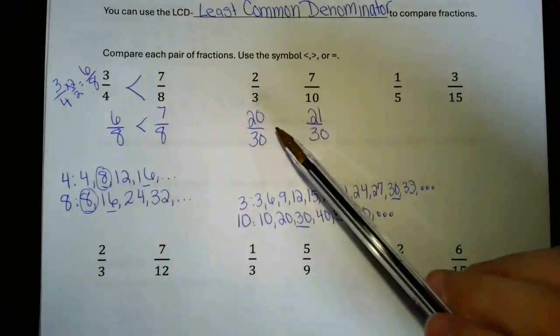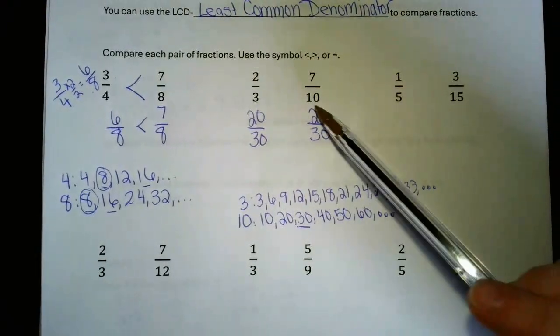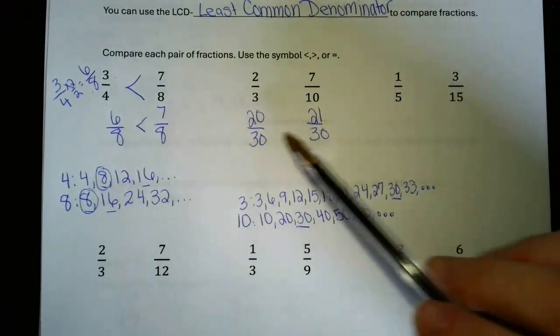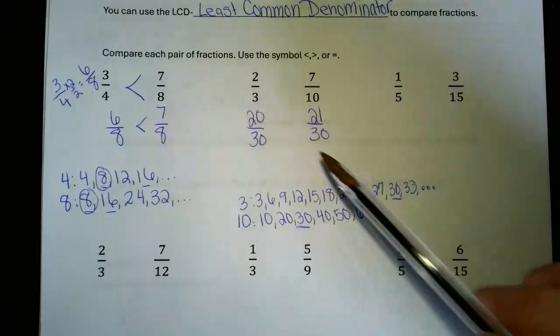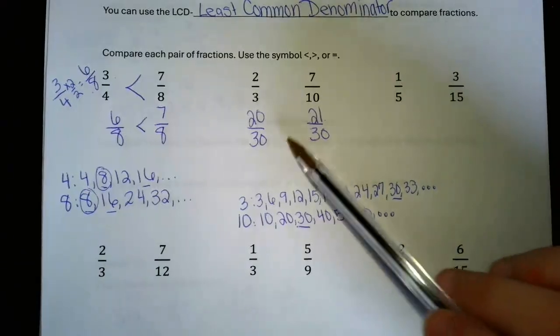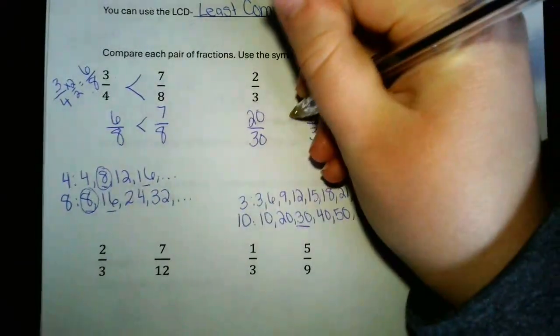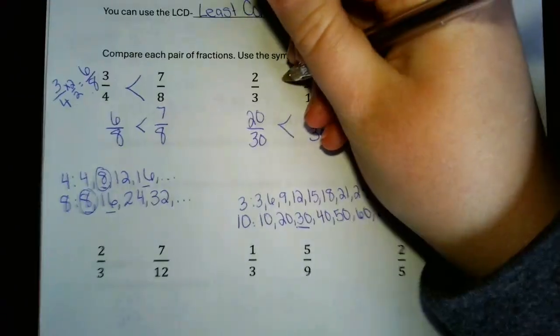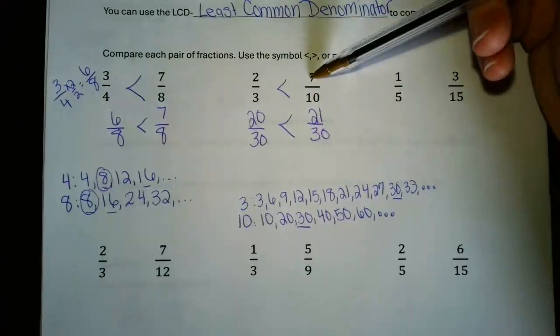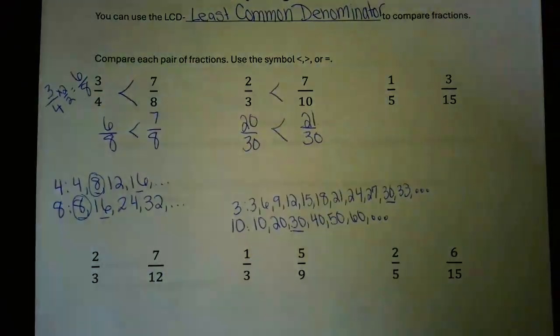So your new fractions you're comparing are 20/30 and 21/30. Which one is bigger? If you ate a piece of a pizza that was cut into 30 slices, which one did you eat more of? The 21. So then you just put your sign between your originals because this is the same as this. They are equivalent statements.